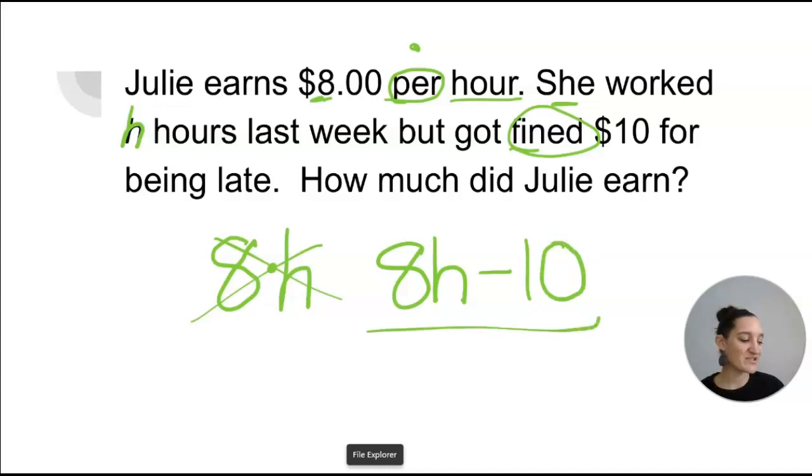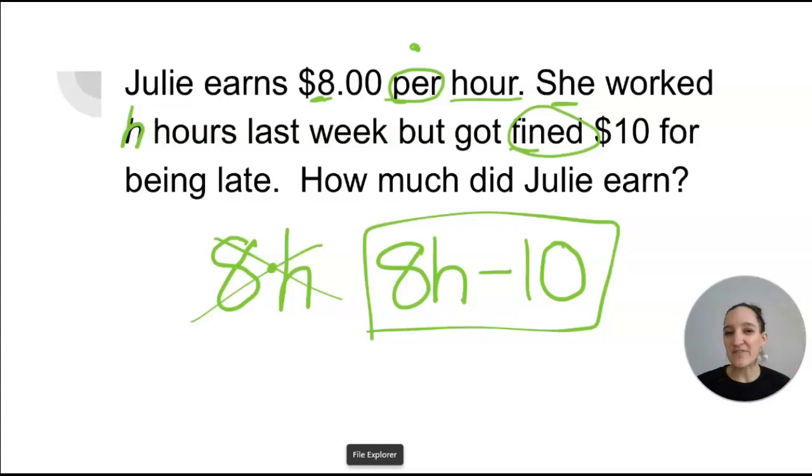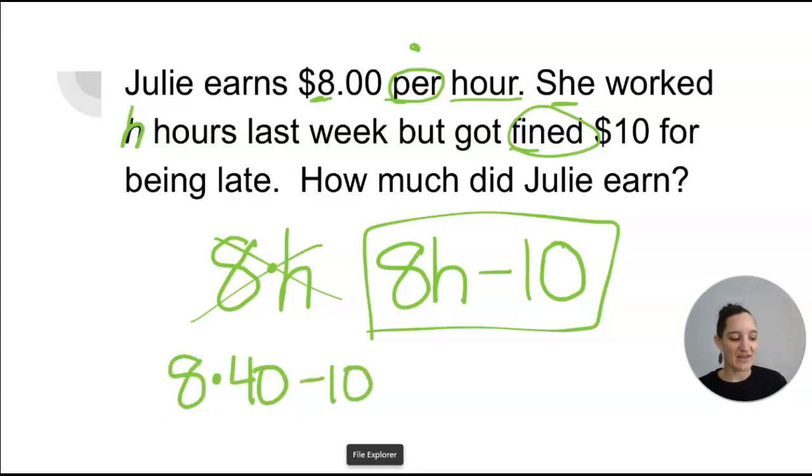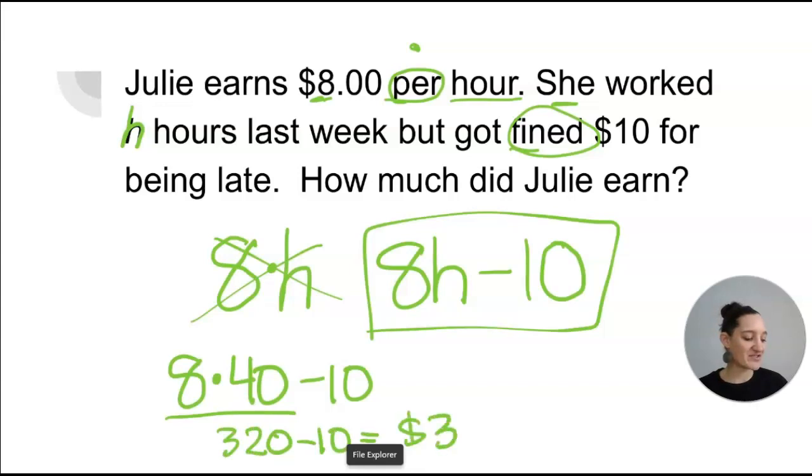So as soon as we find out that she worked so many hours, whatever the exact number of hours is, we can figure out how much she earned. Should we try it? Let's say she worked, most people who work full-time work 40 hours. So that would be 8 times 40 minus $10. So we're going to times first because we're still following order of operations, and minus the $10. And then she will have made $310.